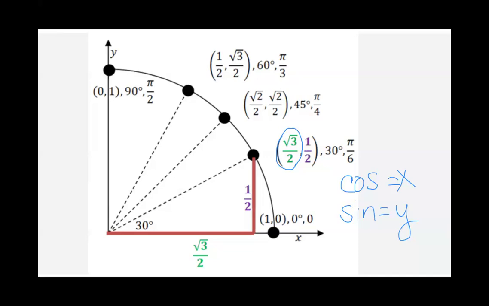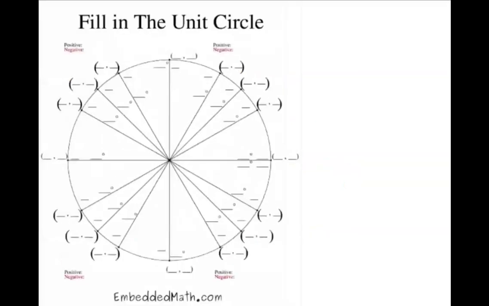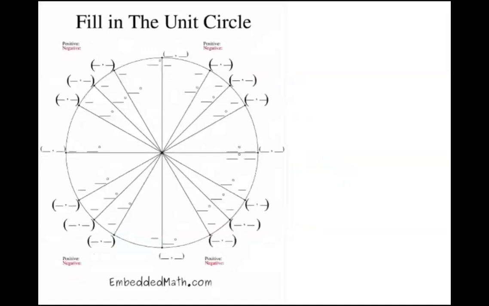So let's go back to the unit circle, and let's look at the 30, 45, 60. Let's do that part first. Okay, so if we're filling in this unit circle, we've got 30 degrees right there, 45 degrees right there, and 60 degrees right there. Okay, and straight up is 90 degrees.